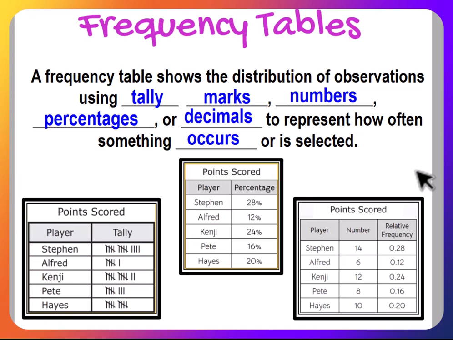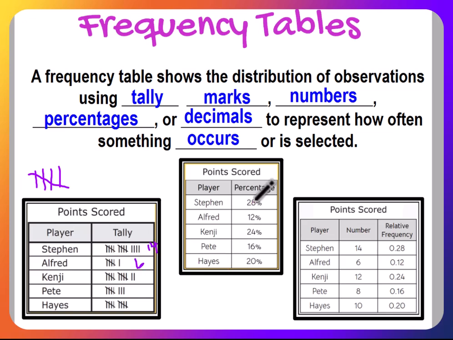The first table down here on the left gives us Stephen, and it gives us the tally marks. So if you'll recall, a tally mark, if Stephen scored 14 points, then to show that with a tally mark, you would draw the vertical lines, 1, 2, 3, 4, and then every fifth one, you draw a diagonal through the 4. So this would be 5 plus another 5, which is 10, plus 4 would be 14. So Stephen would be 14. Alfred would be 5 plus 1, which is 6, and so on.